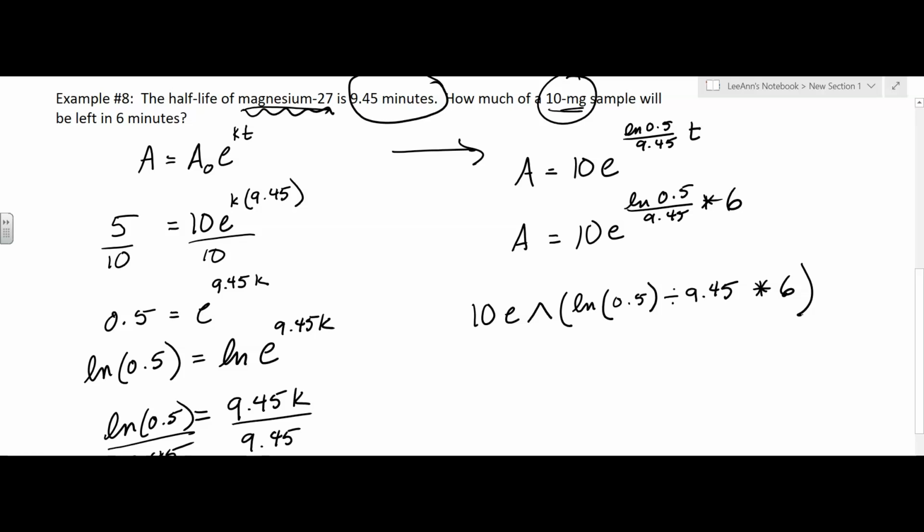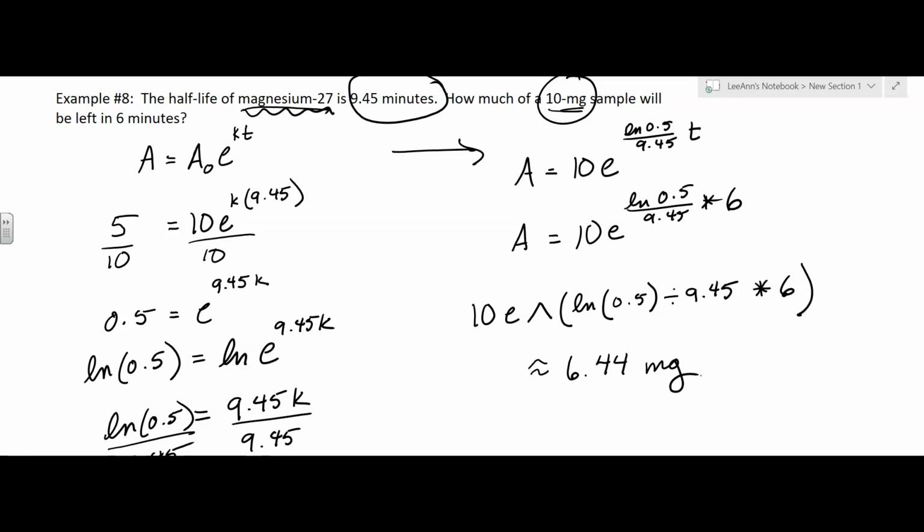Okay, so let's put this all in our calculator. It's hard for me to see what you're doing on your calculator, but you've got to practice these. Okay, so 10, and now I'm going to hit the e button, the e to the x, and I'm going to hit the natural log. It's going to open the parenthesis, 0.5, close the parenthesis, divided by 9.45 times 6, close the parenthesis, hit the equals, and I get about 6.44 milligrams. So when 6 minutes go by, it's going to have about 6.44 milligrams.